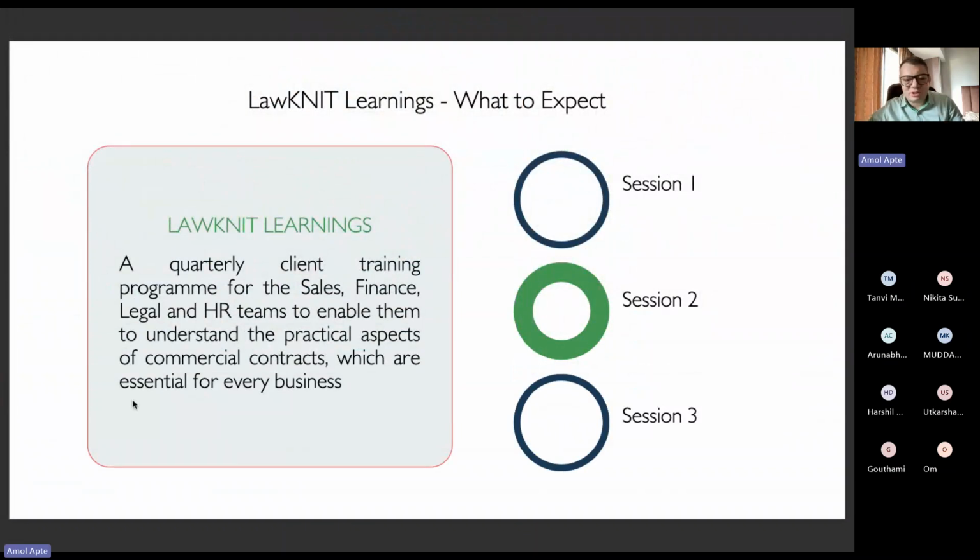So let's just first start with what is this LawKNIT learnings that we are talking about. LawKNIT learnings is a quarterly session that we usually do for our clients. The focus is on non-legal guys. So typically people who attend these training programs are from sales, finance, even members of legal team, HR teams, to enable them understand the practical aspects on commercial contracts and make them understand as to how to look at the contracts from the point of view of their businesses.